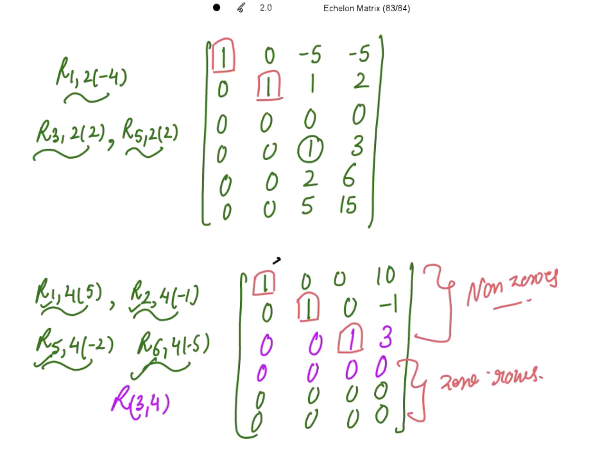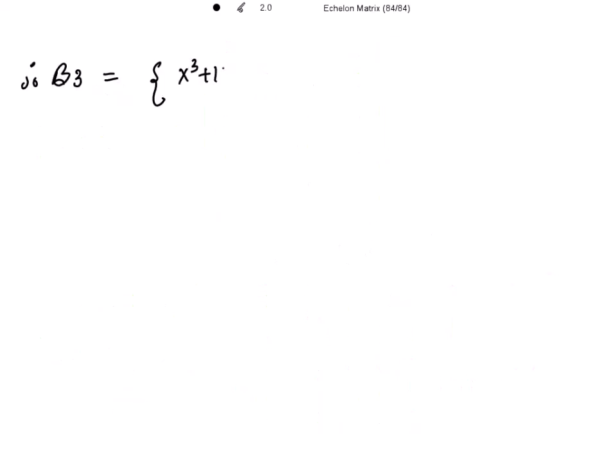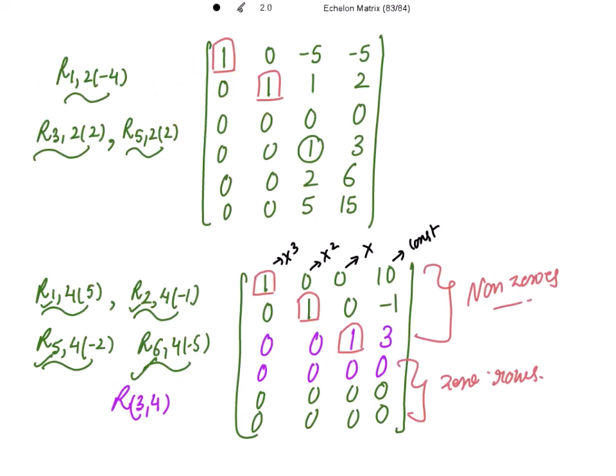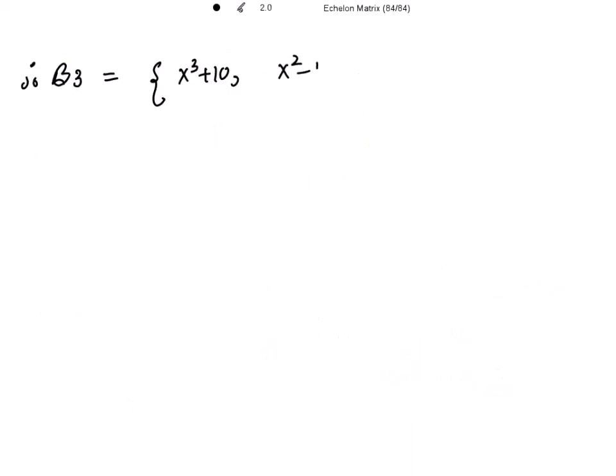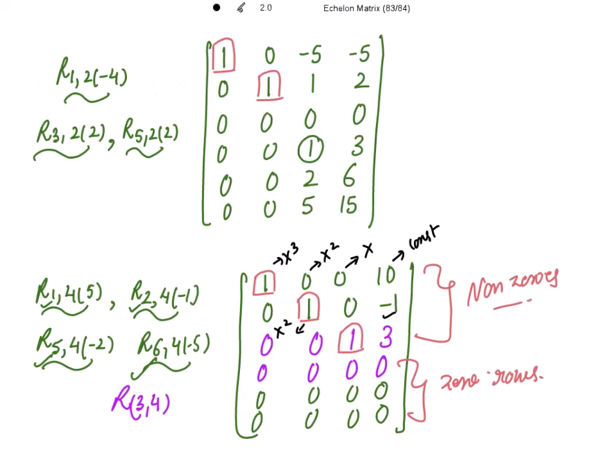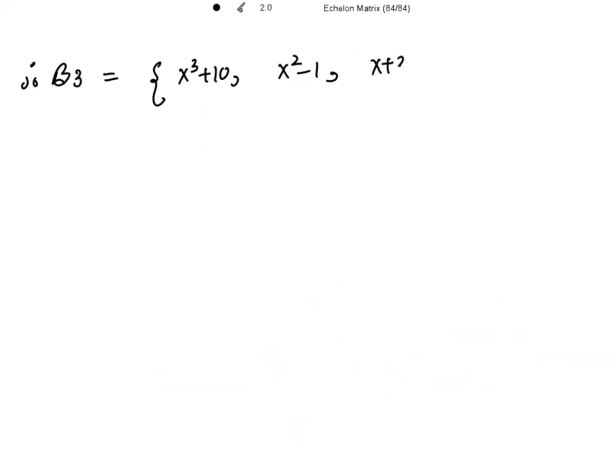From the first row, 1 is the coefficient of x cube, 0 is the coefficient of x square, 0 is the coefficient of x, and 10 is constant. So writing the first polynomial as x cube plus 10, right? Similarly, from the elements of the second row, this is the coefficient of x square and this is constant. So it is x square minus 1. And from the third row, this is the coefficient of x and this is constant. So we are getting x plus 3. So this is the basis for sum of the subspaces.